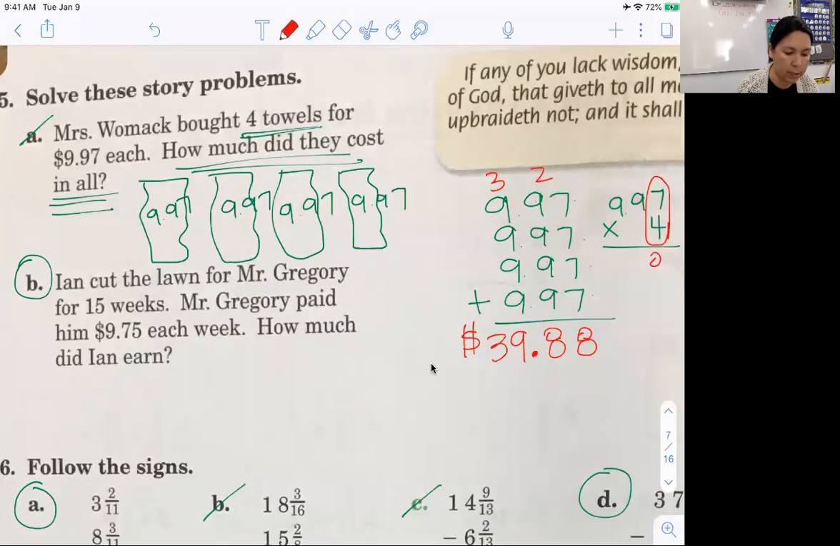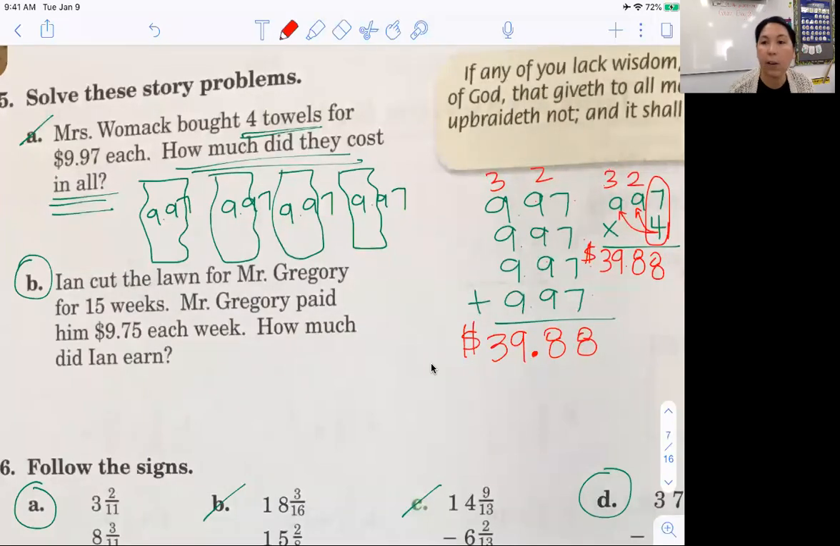Let's check it multiplying. 7 times 4 is 28. 9 times 4 is 36, 37, 38. 9 times 4 is 36, 37, 38, 39. 39.88. See how we get the same answer? So either one is fine the way you want to do it.